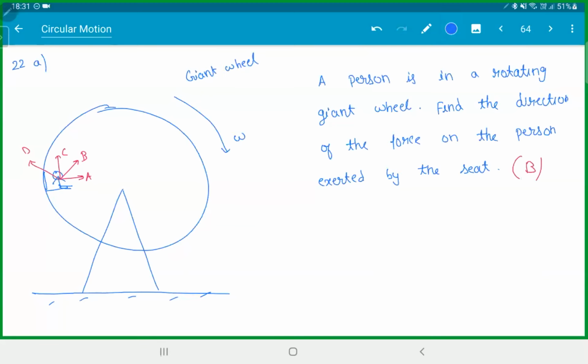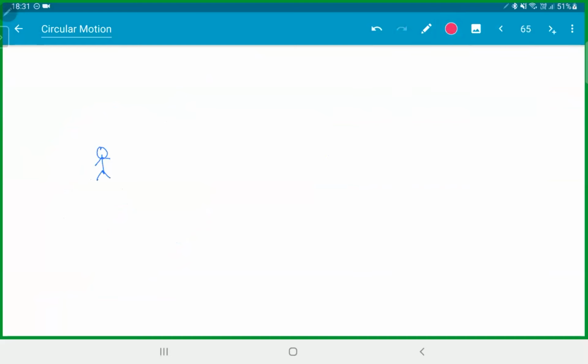If you draw FBD of the man, what was the question asking? Force exerted by the seat on the person. So what are the forces? The seat is doing two things. The seat is pushing this way. The seat is also pushing you from down, isn't it? For example, you're sitting in the chair, right? Chair is pushing you up, and your backrest is also pushing you forward, isn't it?